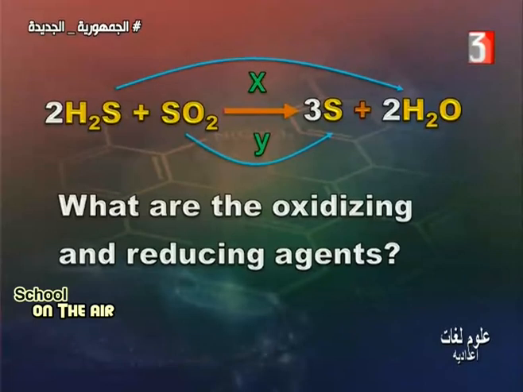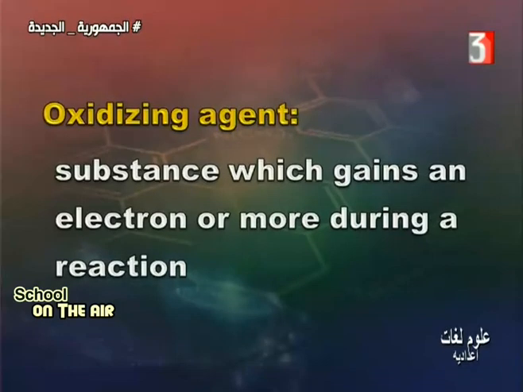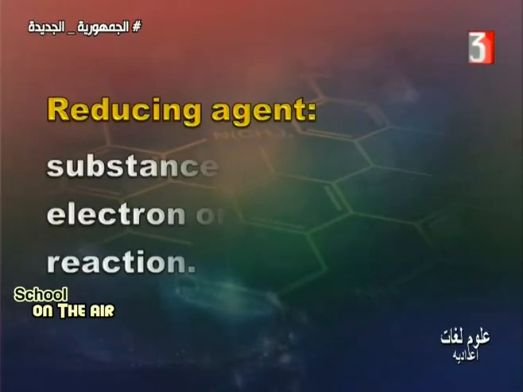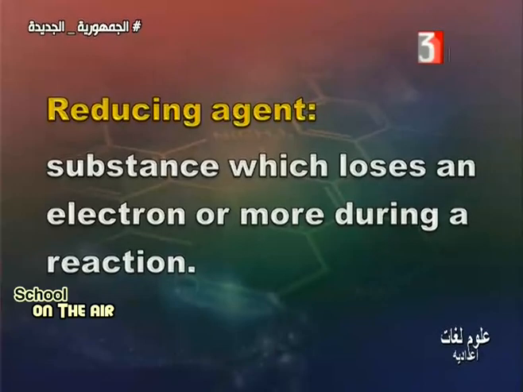What are the oxidizing and reducing agents? The oxidizing agent means a substance which gains an electron or more during a reaction, such as chlorine or non-metals. The reducing agent is a substance which loses an electron or more during a reaction, like metals.